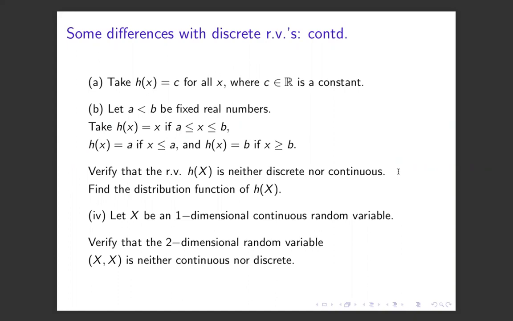Similarly, if you have a three-dimensional random variable X, Y, Z, then the random variable X comma Z, though that is in a three-dimensional space, it is basically taking value on a two-dimensional subspace, and that will also have probabilities. So rather, it is neither discrete nor continuous kind of case. So these are some of the differences with discrete random variables with which we are more familiar.